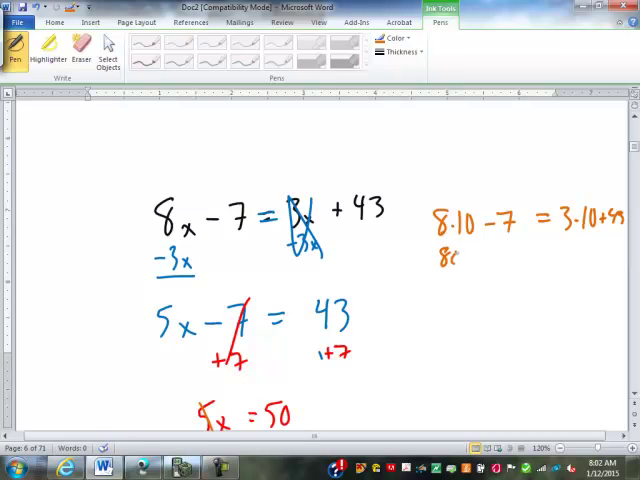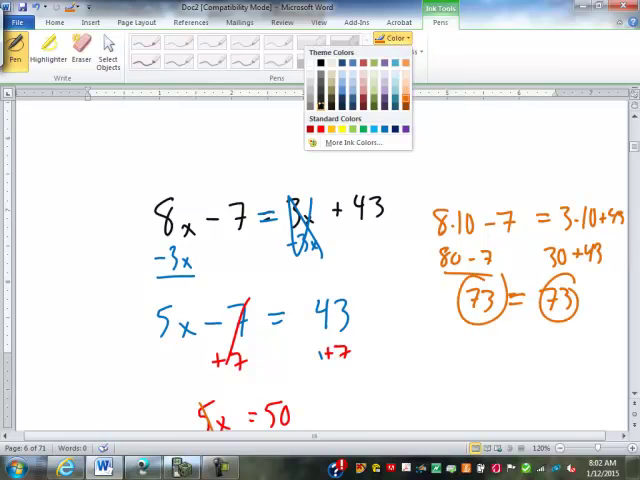8 times 10 is 80, minus 7 would be 73. 3 times 10 is 30, plus 43 would be 73. You get the same value on both sides.